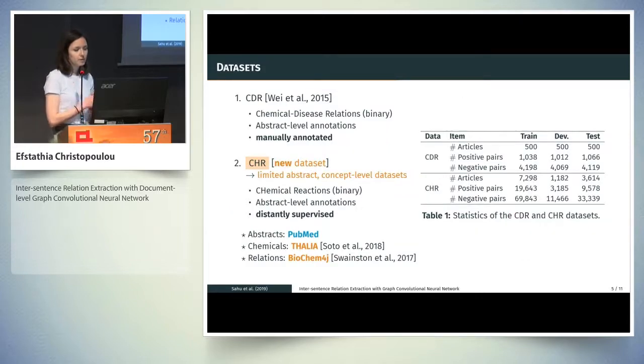So moving on to the datasets we used, we applied this in particular for chemical interactions. The first dataset is the CDR dataset, a manually annotated gold dataset with abstract-level annotations, with chemical disease relations. And we also developed a new dataset, which is distantly supervised, for interactions between chemicals. So in order to create this dataset, we essentially used abstracts from PubMed and identified chemicals using the Thalia search engine, which we aligned with the Pygame4J knowledge base. So overall, we were able to collect almost 30,000 positive interactions between chemicals.